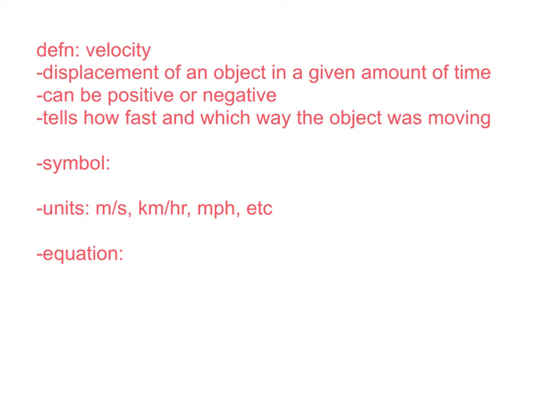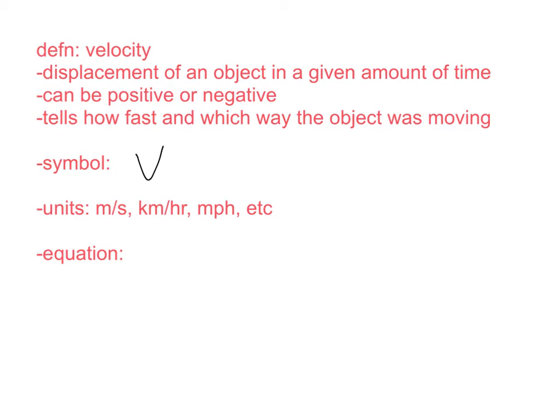Velocity is not only going to tell you how fast something moves, it's also going to tell you which way. Is it moving to the left? Is it moving to the right? Is it moving up? Is it moving down? The symbol for velocity is a v without the hook. Again, I'm not going to be picky about the symbol. Units, same as the units for speed. Meters per second, kilometers per hour, miles per hour, etc.